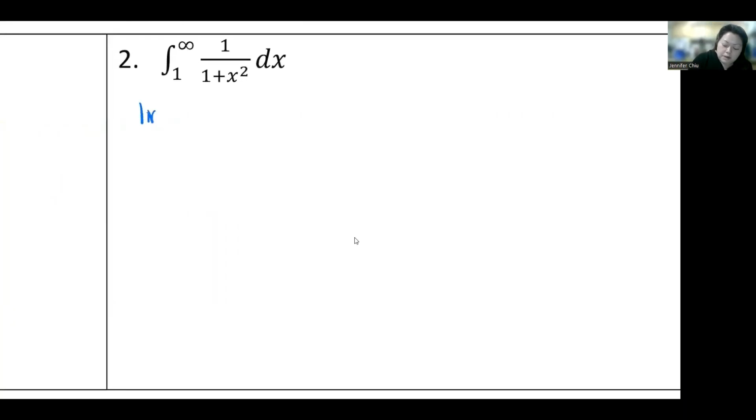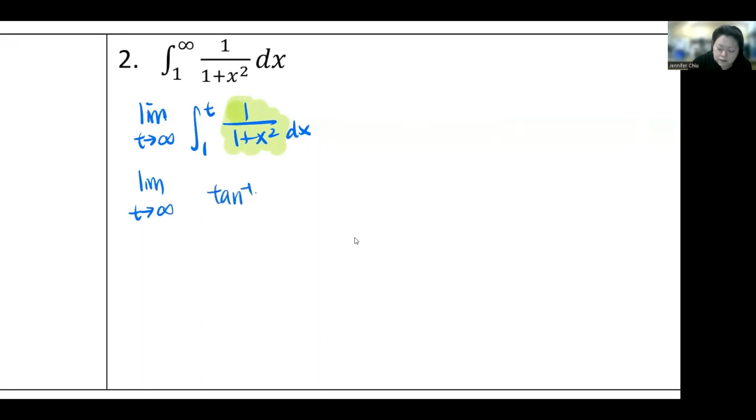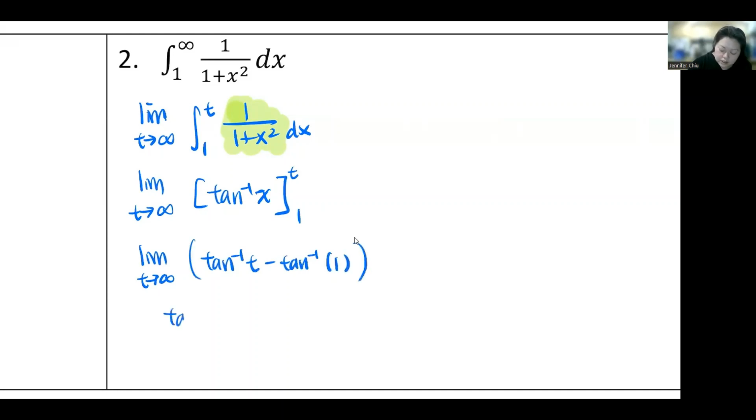Okay, same thing. We're going to replace the infinity with limit as t approaches infinity, 1 to t, 1 over 1 plus x squared dx. Okay, you should recognize this right here. This is the antiderivative of tangent inverse. So this is really limit as t approaches infinity of tangent inverse of x, evaluated from 1 to t, right? So go ahead and plug that in. You get limit as t approaches infinity, tangent inverse of t minus tangent inverse of 1. So this is tangent inverse of infinity minus tangent inverse of 1.